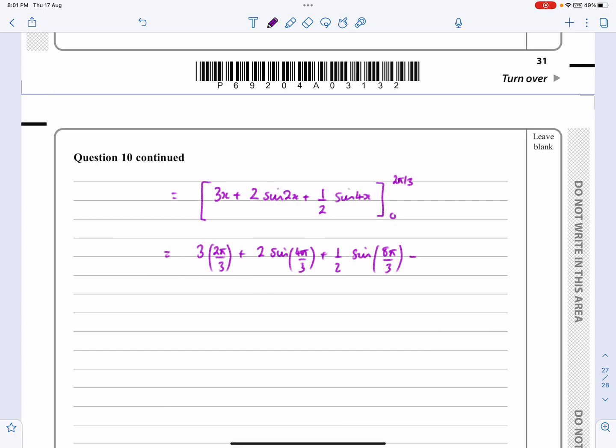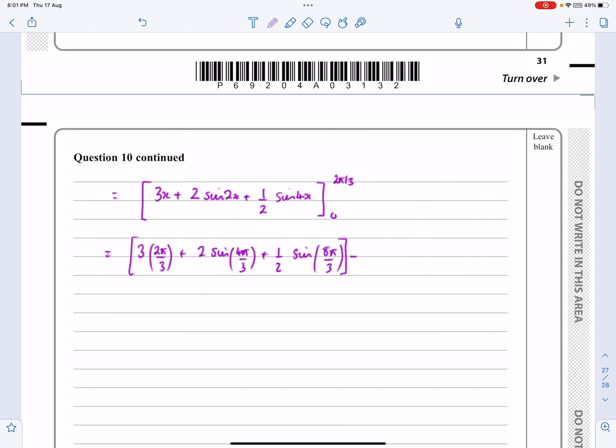Okay, minus, and the other one is going to be, so if I just put that in square bracket, minus, here we're going to have 0 plus 2 lots of sine 0 plus a half sine 0. And then obviously sine 0 is 0. So all of this second bracket disappears. But do just check it just in case. Chug everything into that and tidy it all up. And it comes to 2 pi minus 3/4 of root 3.